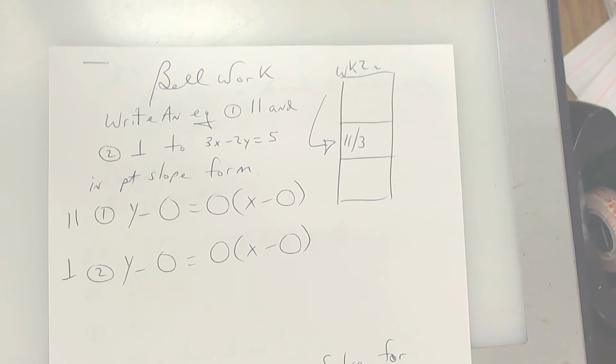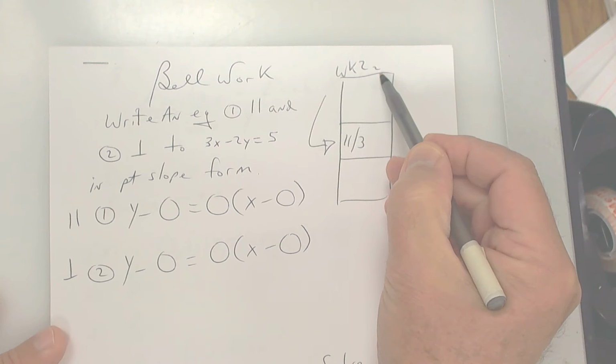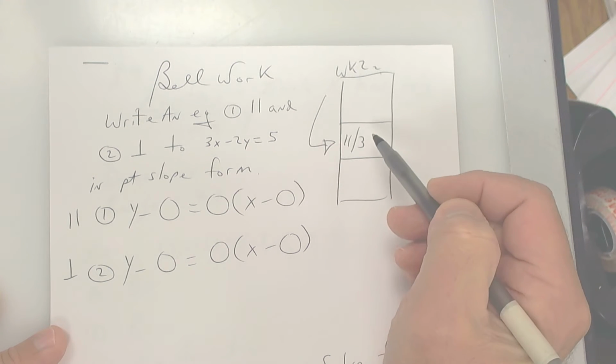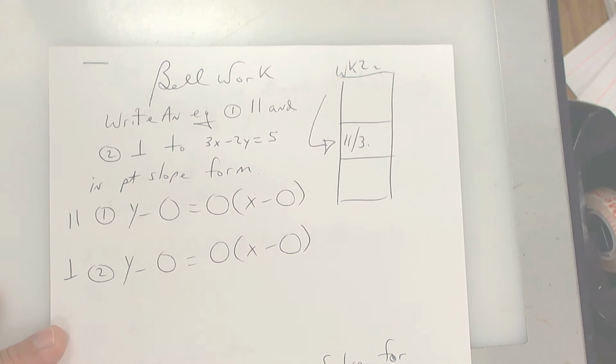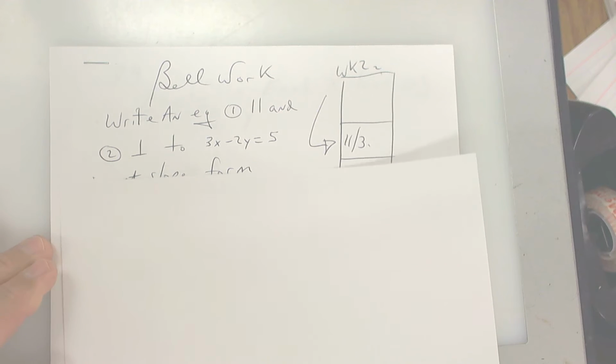We're in week 2, second marking period. That's what that little 2 means. In your bell work, you should have your paper folded, and this should be in the middle. Let's take a look here. This one's parallel and perpendicular.